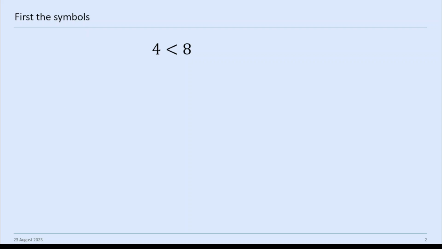So this means 4 is less than 8. 9 is greater than 2. The mouth goes towards the big number. 3 is less than or equal to 5. So this is a different notation, less than or equal. 3 is less than or equal to 3 as well, but 3 is not less than 3. 6 is greater than or equal to 2. That's the notation.